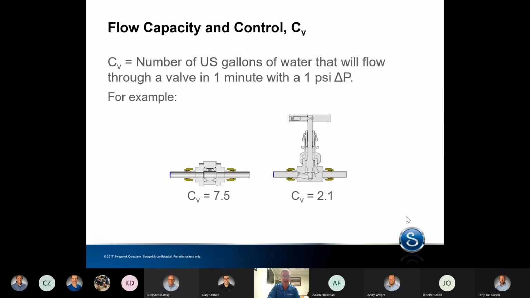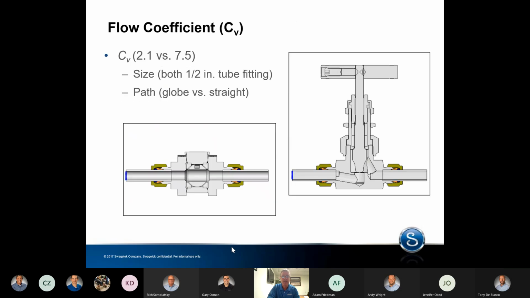The C sub V is the number of US gallons per minute that will flow through a valve with a 1 psi pressure drop at 60 degrees Fahrenheit. So the flow coefficient of a valve is a relative measure of its efficiency at allowing flow. For compressible fluids like gases, calculating C sub V is a little more complex, but it's still an effective way to size valves. Valve design factors that influence C sub V include the size and geometry of the flow path.